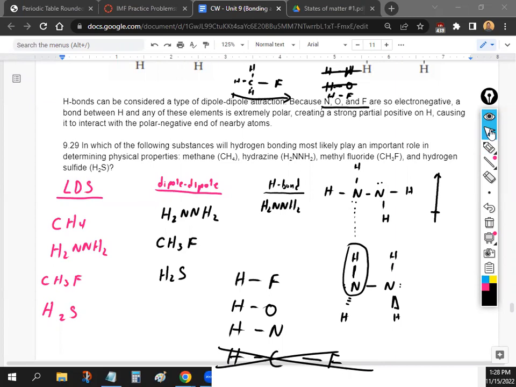Okay, so if you take a look at these compounds, which one do you think would have the highest boiling point? The hardest to boil? Yeah, hydrazine is the hardest to boil. Which one do you think has the lowest boiling point? CH4, exactly. You guys got it.